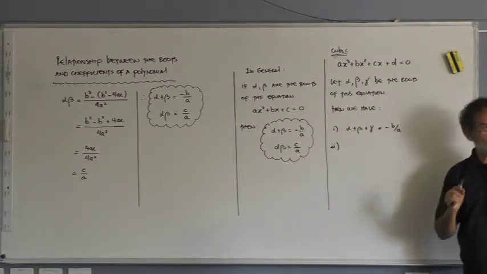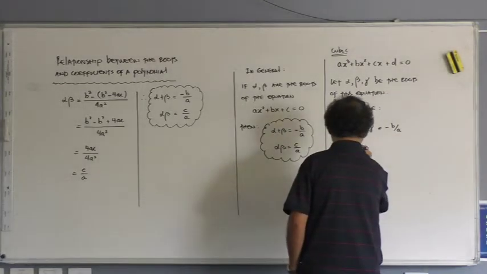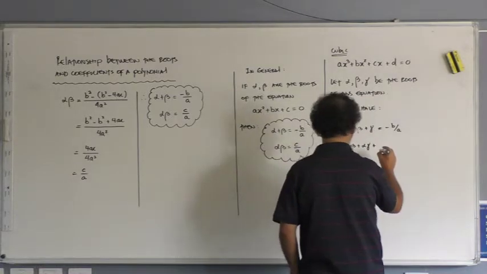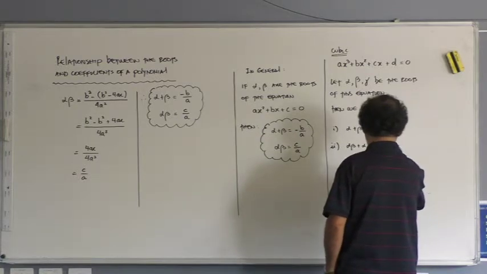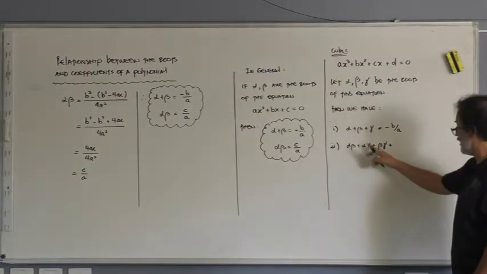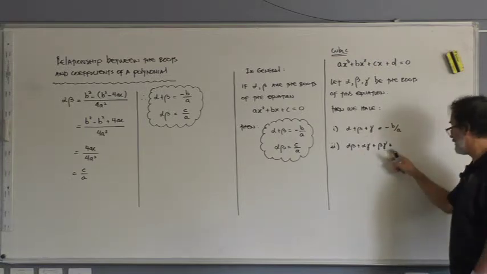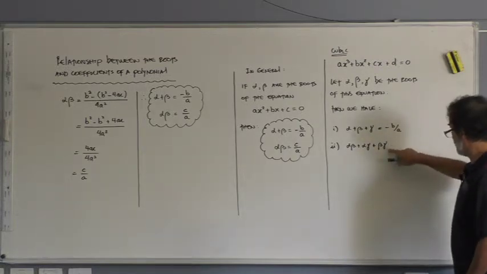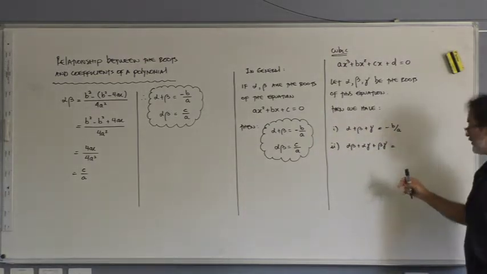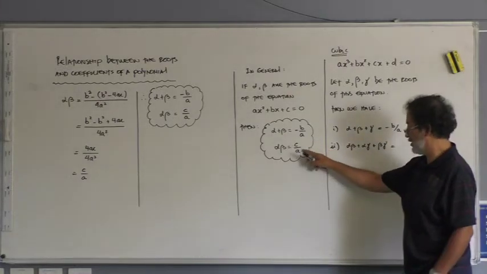And then when you take the roots two at a time, what I mean is alpha beta plus alpha gamma plus beta gamma. Do we have any other? No. Okay, so when you take them two at a time, then the answer is going to be c on a.